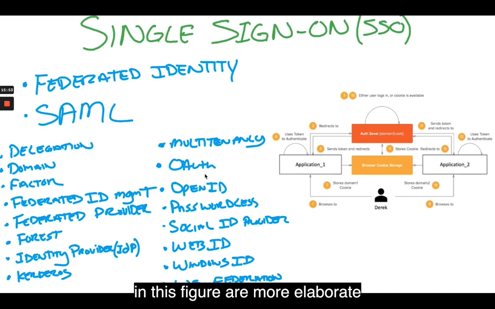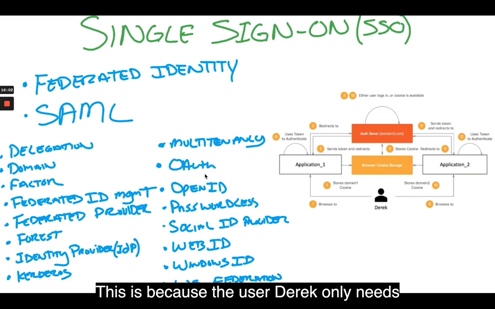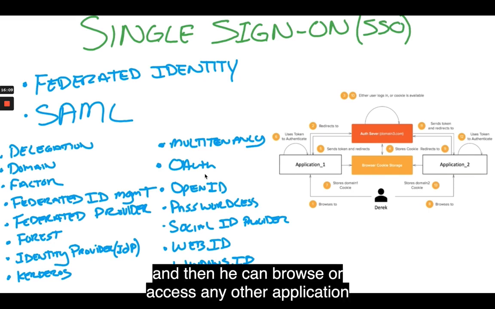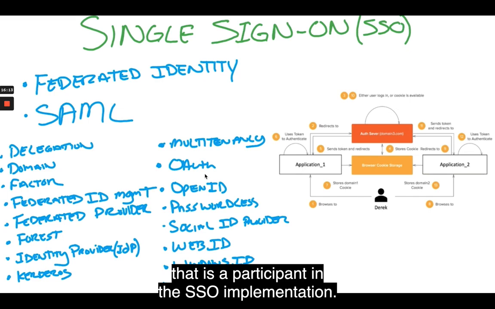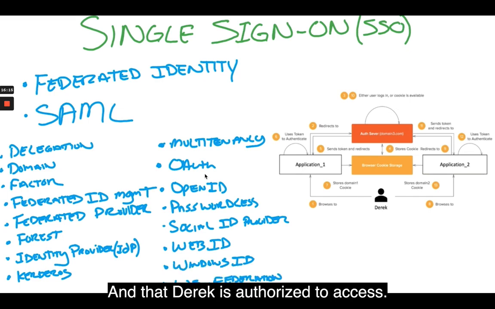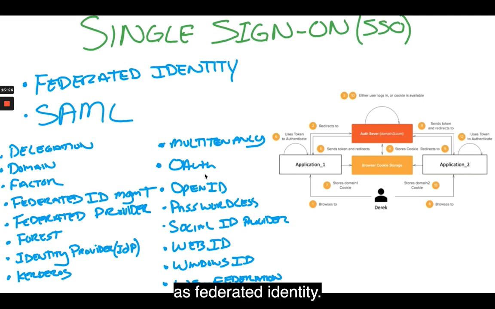Even though the steps in this figure are more elaborate than those in the previous figure, the user experience is better. This is because the user, Derek, only needs to authenticate once to Application 1, and then he can browse or access any other application that is a participant in the SSO implementation and that Derek is authorized to access. The concept of a centralized identity or linked identity is also referred to as federated identity.